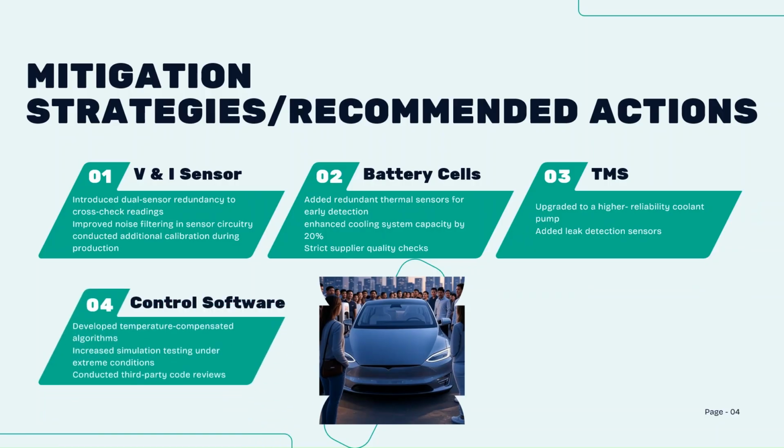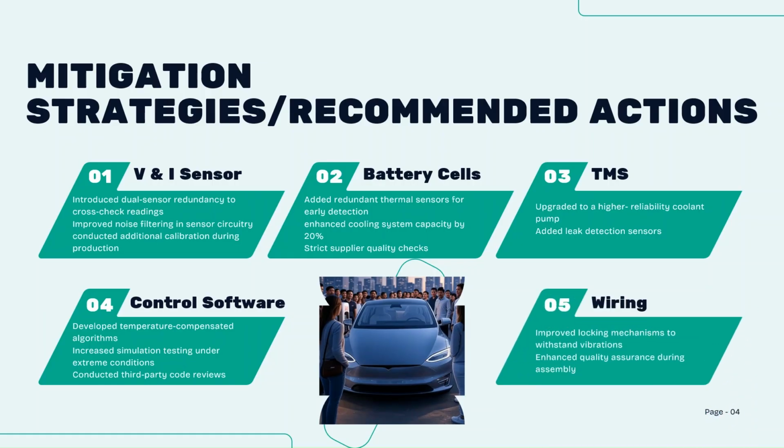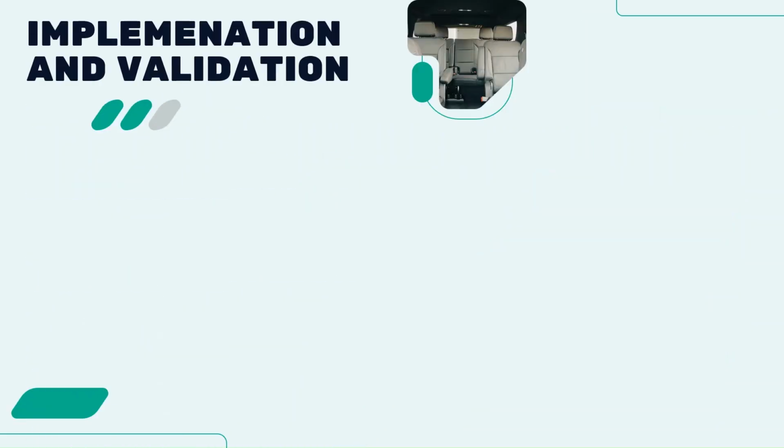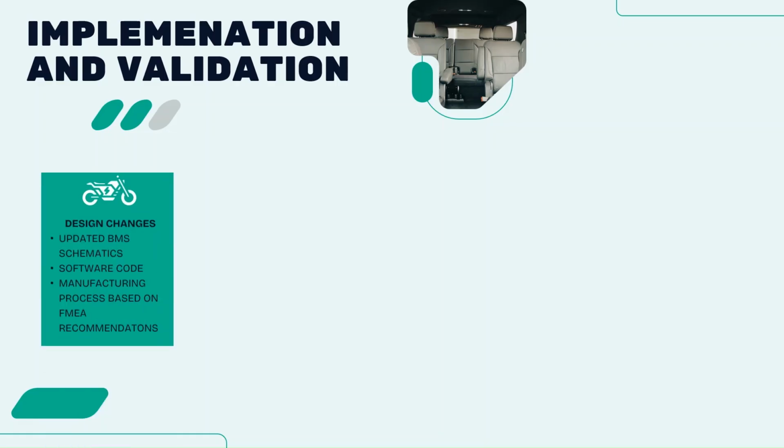For control software, we have developed temperature compensated algorithms, increased simulation testing under extreme conditions, conducted third party code reviews. For wiring, we have improved locking mechanism to withstand vibration, enhanced quality assurance during assembly. In the next slide, we'll be doing implementation and validation. For the implementation phase, certain design changes are made, such as updated BMS schematics, software code, manufacturing processes based on FMEA recommendations. These things are updated.